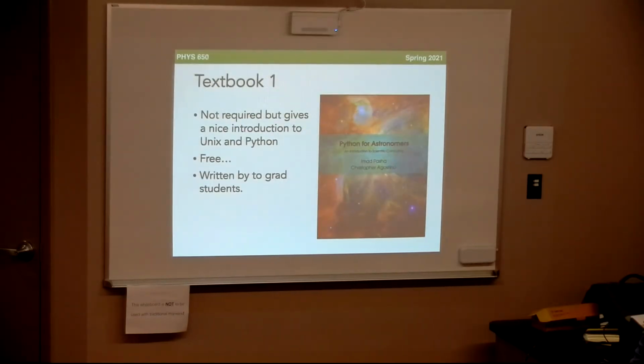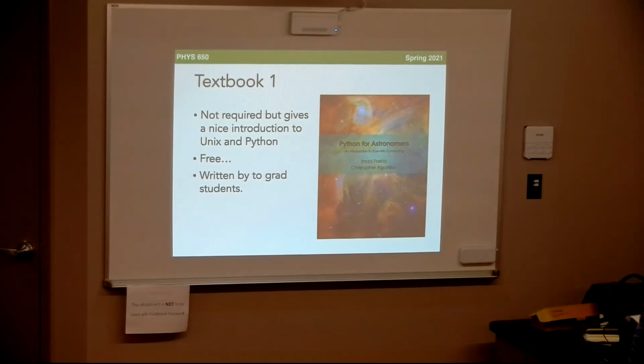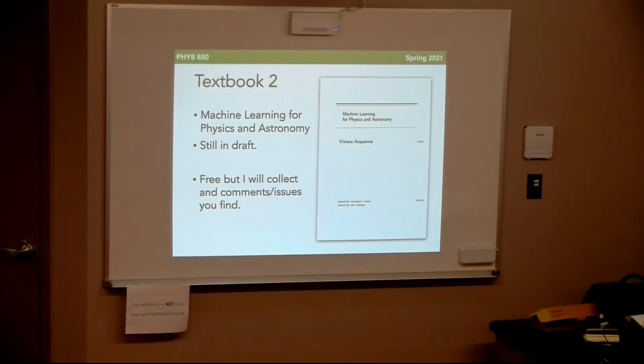Okay, so textbook 1 is the one that I use for 390. This is very much like, hey, let's get started with Python. Hey, let's get started with programming. It's written by a grad student. This is how the best stuff gets written. A grad student gets annoyed by the fact that there is no documentation, and then they write down everything their friends told them, and you end up with this, and it's awesome. So that's one. And the second one is this by Viviane Acquaviva.